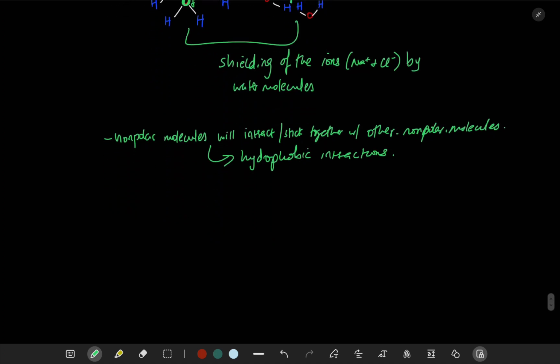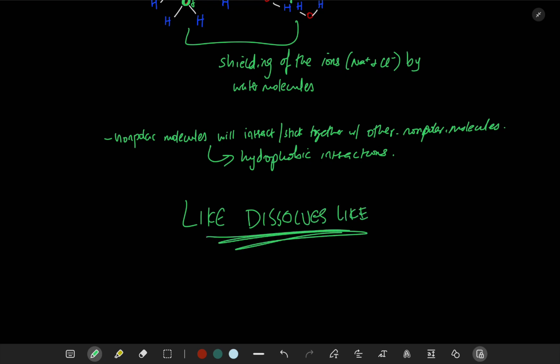And that gives rise to a big common theme throughout biology, and it's a statement you have probably heard before: like dissolves like. And this is a huge theme across biology, because polar molecules will dissolve polar molecules, and nonpolar molecules will dissolve or interact with other nonpolar molecules, right? And this is the basis of, we'll talk about this later, the cell membrane and all of that as we continue through this lecture series.